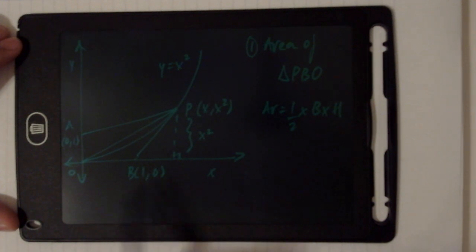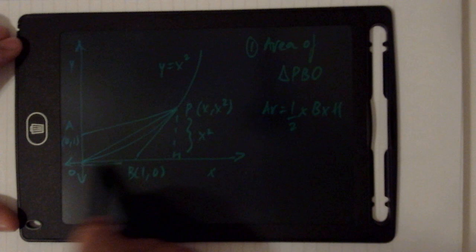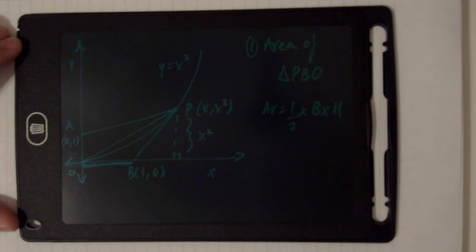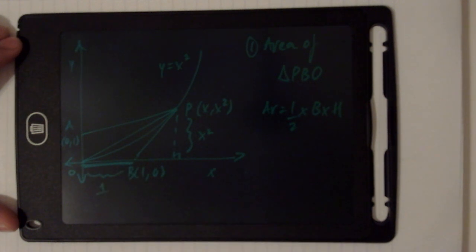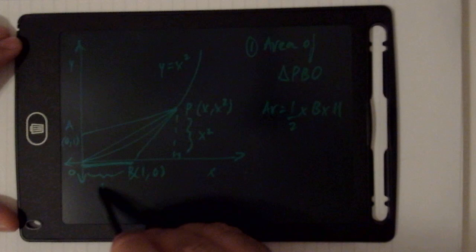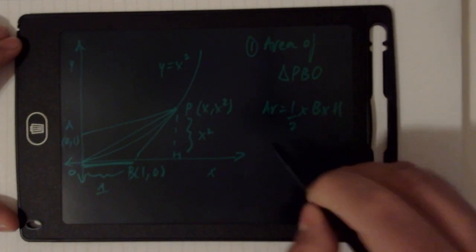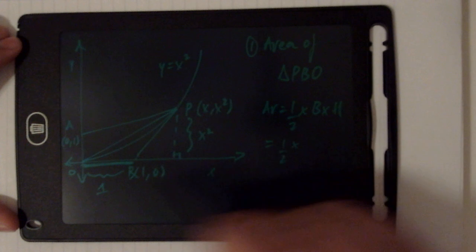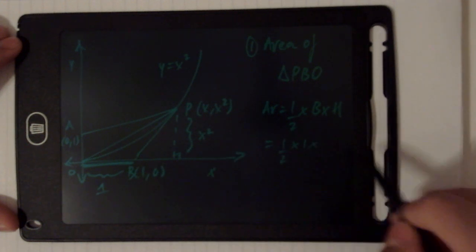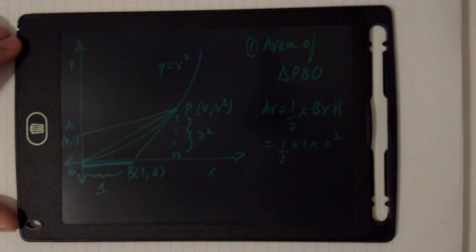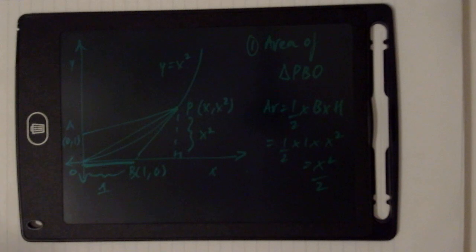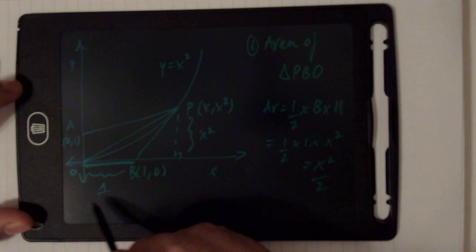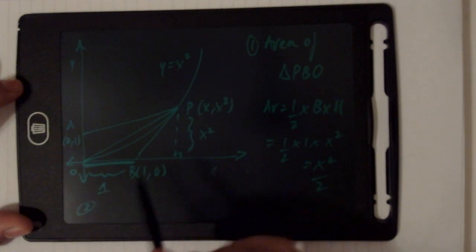And the base for the triangle PBO is this, the line segment BO. And as you see from the point B, this is just unit length, 1. So the area of this triangle PBO is just half times the base, which is 1, times the height, which is x squared, which is just x squared over 2. Make sense?